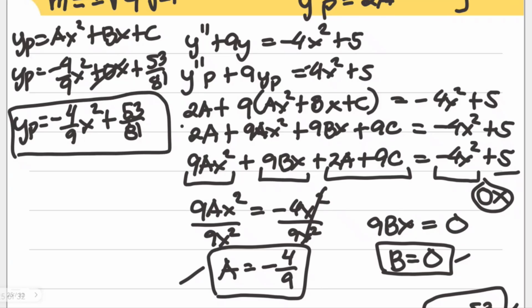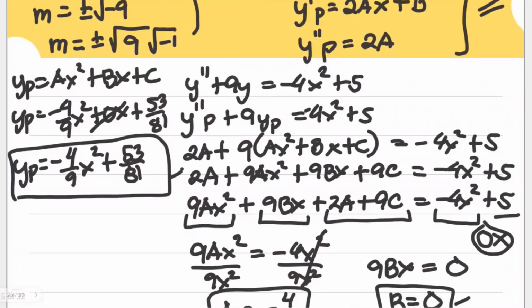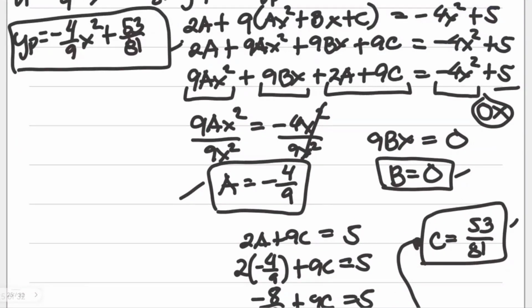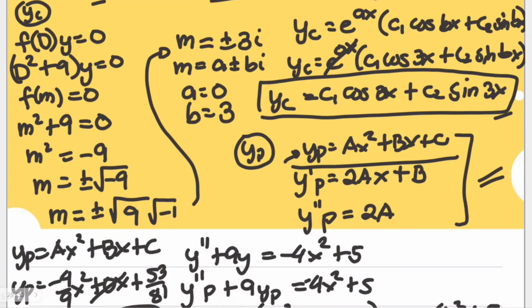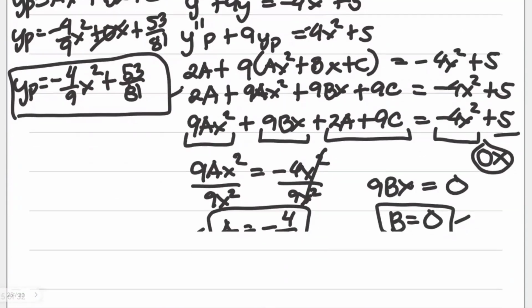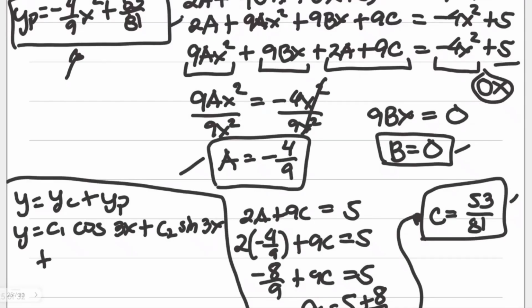Finally, we now have y sub p. We had our y sub c earlier. For this to be our solution, simply combine them into one. Please bear with me with the spaces here. So y is equal to y sub c plus y sub p. So our y sub c is c sub 1 cosine 3x plus c sub 2 sine 3x. That's just our y sub c plus the y sub p indicated here.